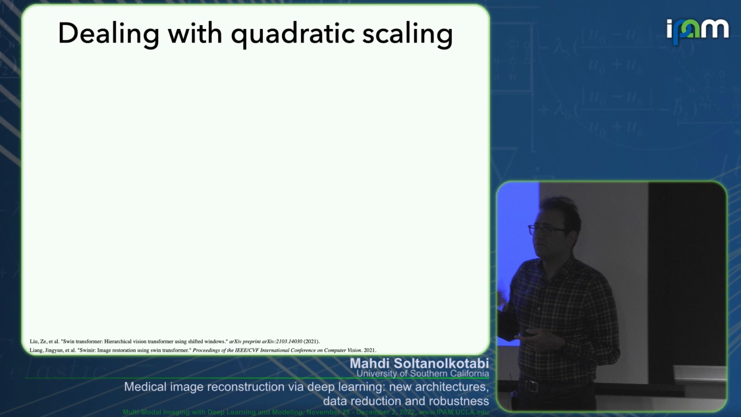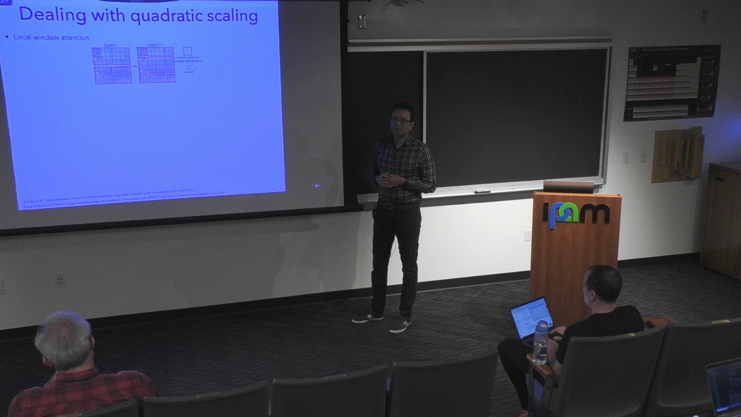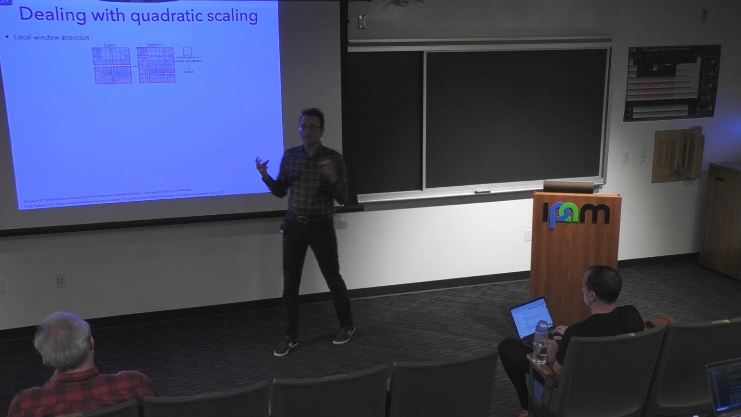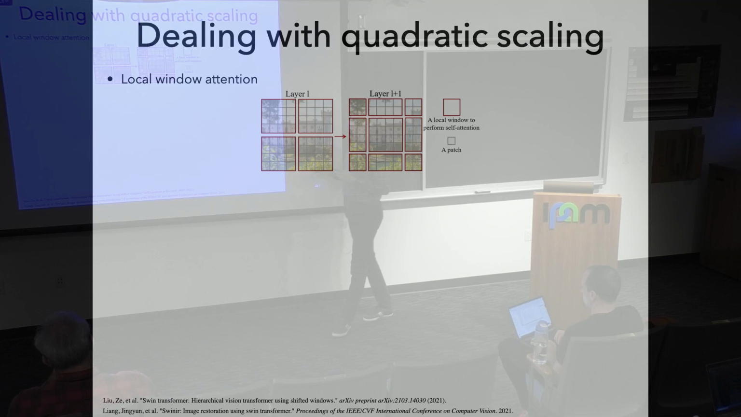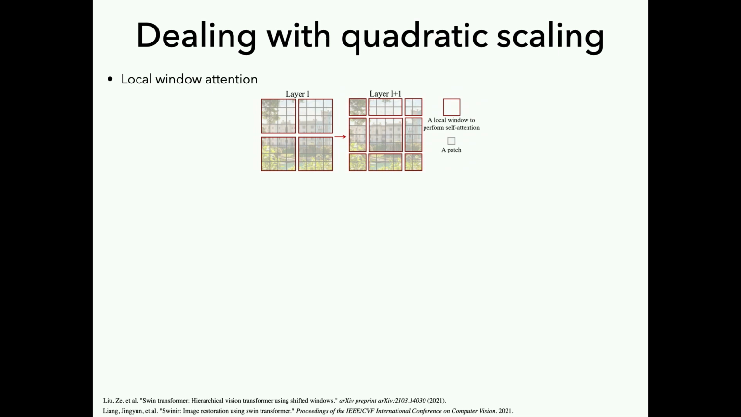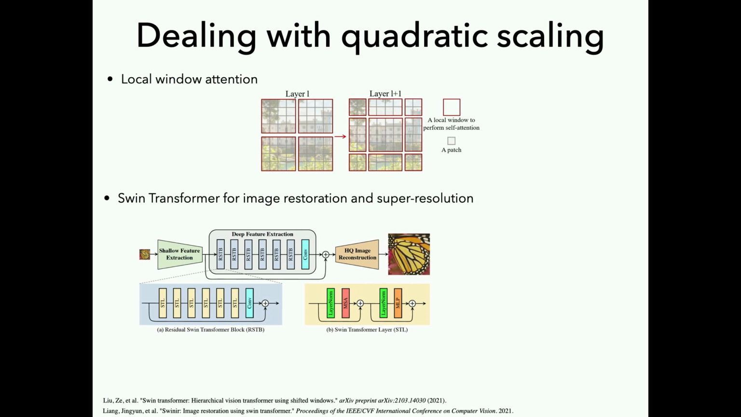So how do you deal with quadratic patches? That's the first thing we have to deal with. It turns out that there's an approximate solution to this, which is you calculate these dot products not through all of the patches, but through blocks of patches. And then from one iteration to the next, you shift these blocks. This is what is known as local window attention. If you combine these local window attention ideas with some convolutional layers, this is what is known as Swin transformers.